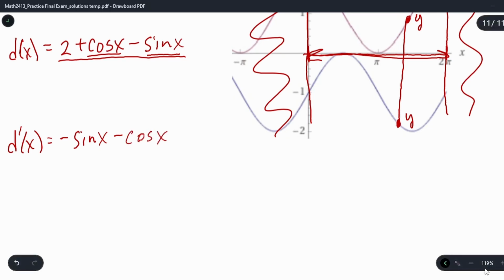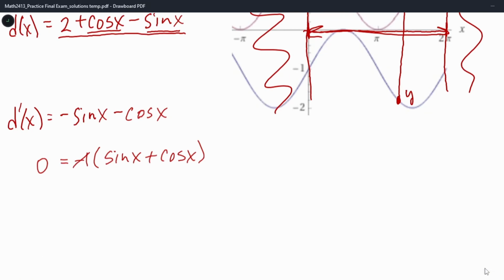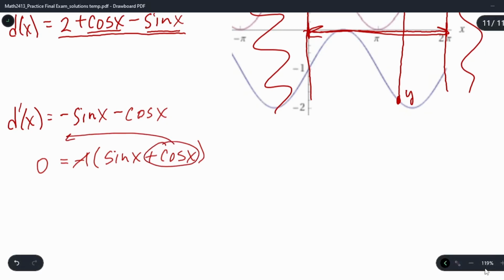So there's our derivative, and then we need to set that equal to 0 and solve. So 0 equals, if I factor out the negative, that's going to give me sine x plus cosine x. And then if I divide both sides by negative 1, I can just eliminate the negative sign. Okay? So then the next step that I'm going to do is I'm going to move one of these trig functions to the other side. Let's move cosine over, okay?